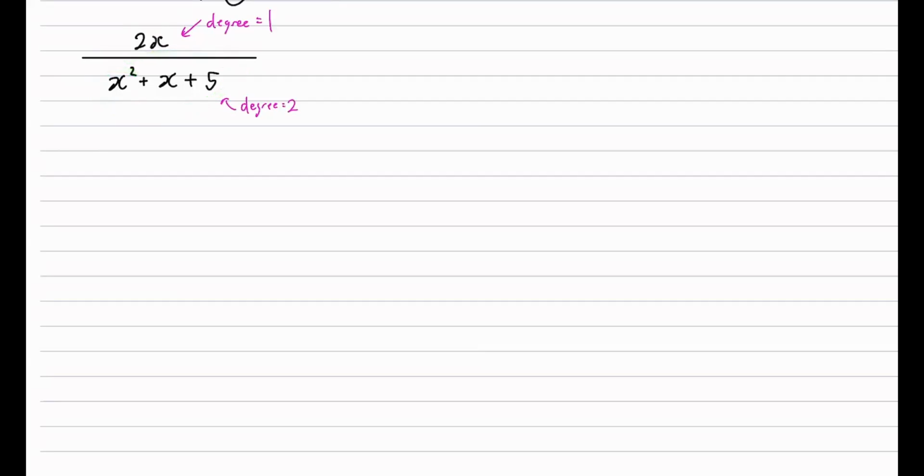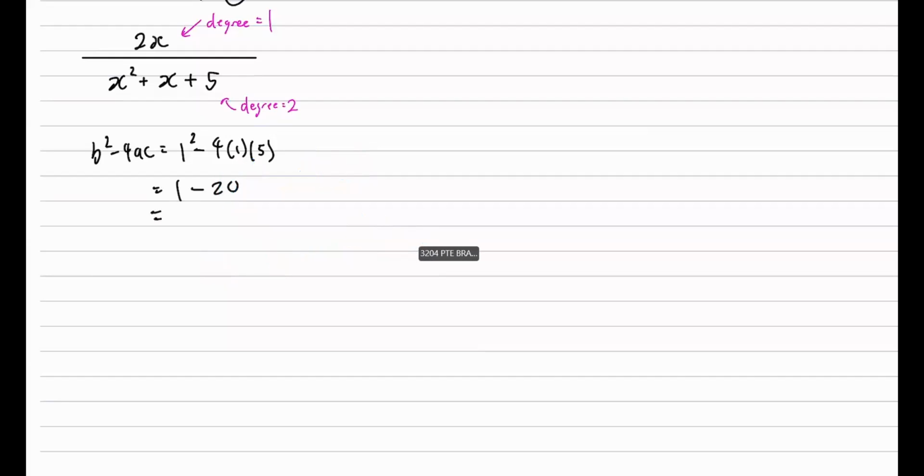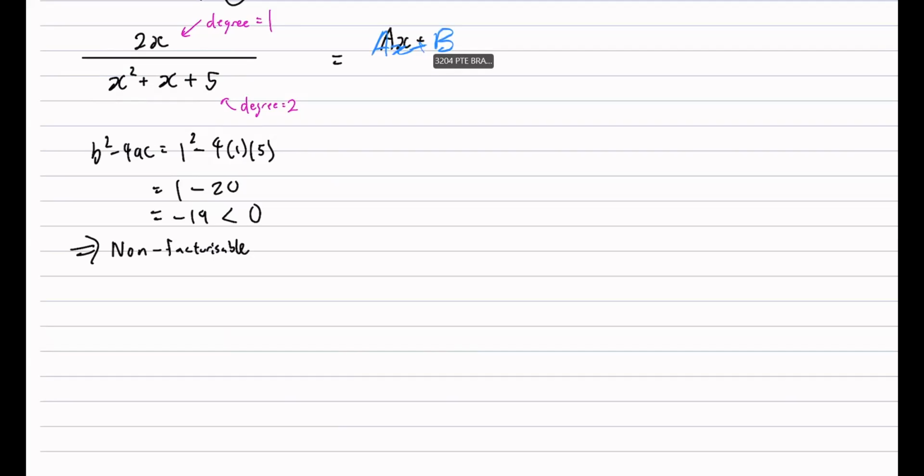Every time you see a quadratic, you should try to factorize. But let's just check b squared minus 4ac. You realize that it becomes 1 minus 20, which is -19, less than 0, implying that it cannot factorize. So straight away, you just go for the partial fractions already. And you realize, since this is non-factorizable, the numerator must be ax plus b, 1 degree less, right? Then x squared plus x plus 5.